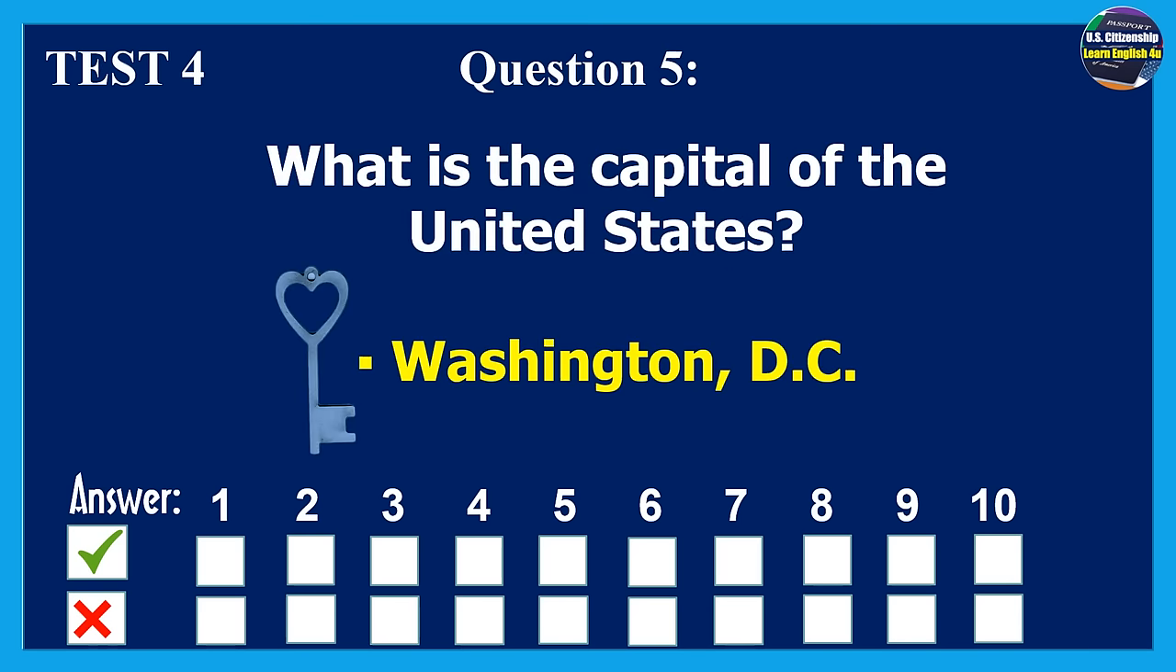How many amendments does the U.S. Constitution have? 27. What territory did the U.S. buy from France in 1803? Louisiana. What did Martin Luther King Jr. do? Fought for civil rights.